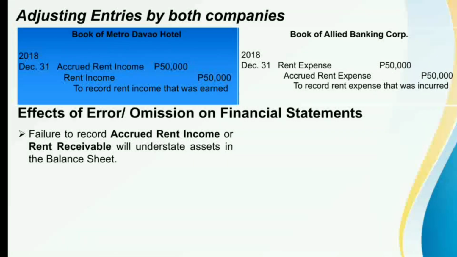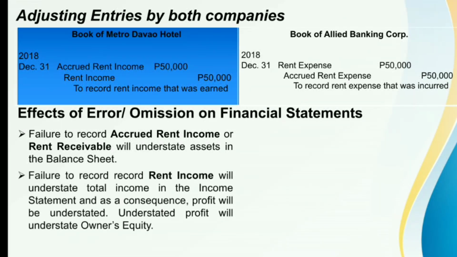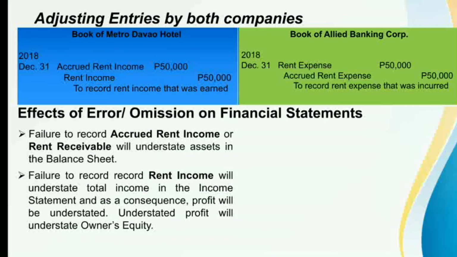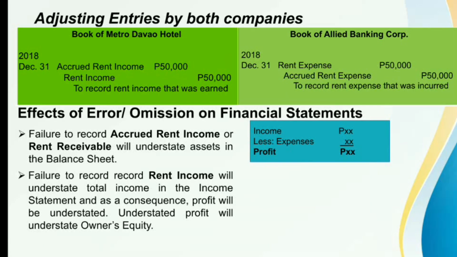For the income statement, if we did not prepare the adjusting entry wherein rent income of 50,000 is credited, the total income in the income statement is understated, and as a consequence, profit will also be understated. And if profit is understated, that would mean that the owner's equity is also understated. This one still refers to our adjusting entry in the book of Metro Davao Hotel on December 31, 2018. This is the basic structure of the income statement. Income less expenses is equals to profit.